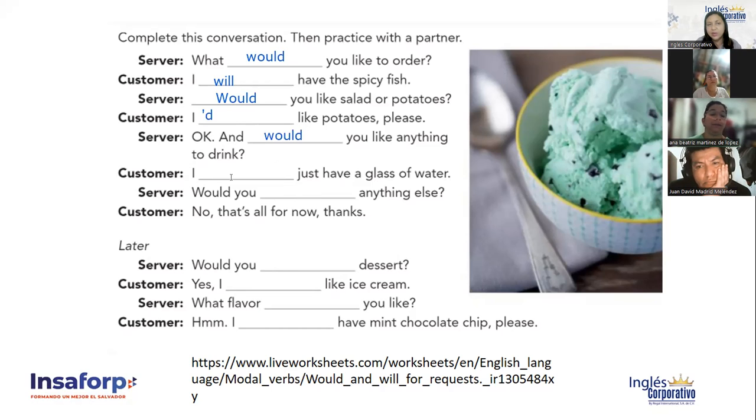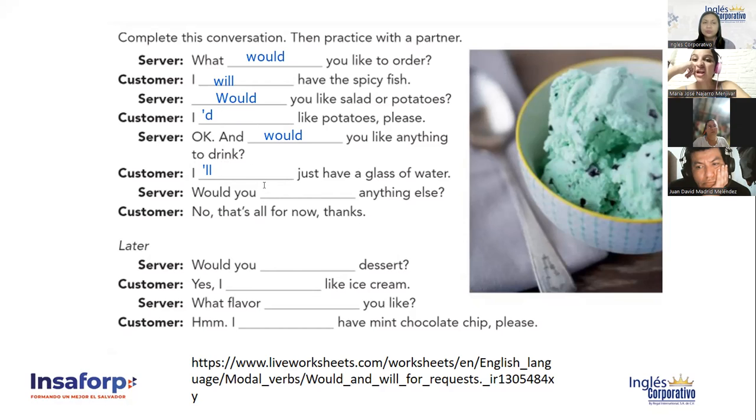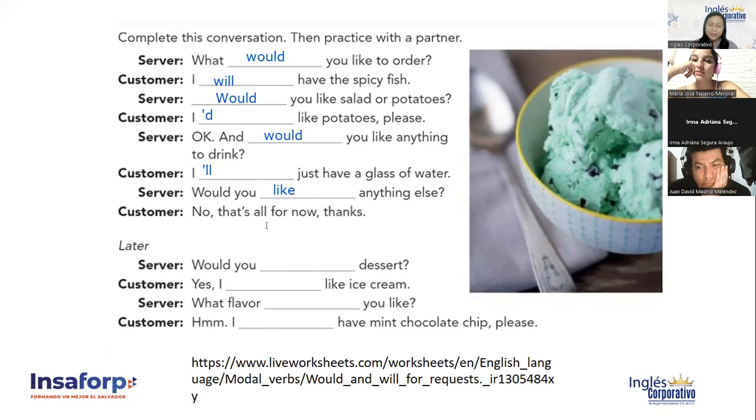Would you like anything to drink? I'll just have a glass of water. Would you like anything else? No, that's all for now.